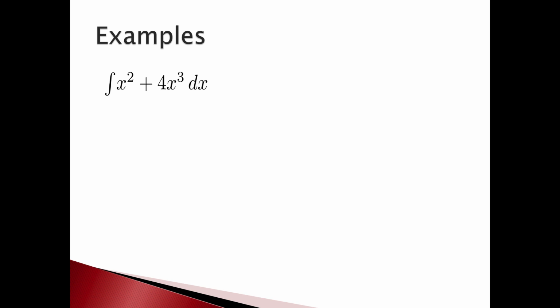Now with the 4x cubed, I would add 1 to the exponent. That'd give me x to the 4th, and I'd divide by 4, and leave the 4 outside, or just cancel it with the 4 that would be in the denominator. So I get x to the 3rd over 3 plus x to the 4th plus c. And of course, obviously, looking at 4x cubed, you would go, oh, I recognize that. That's clearly the derivative of x to the 4th.